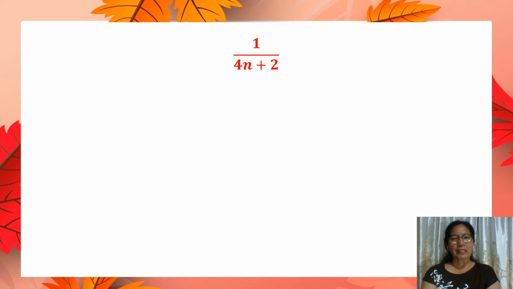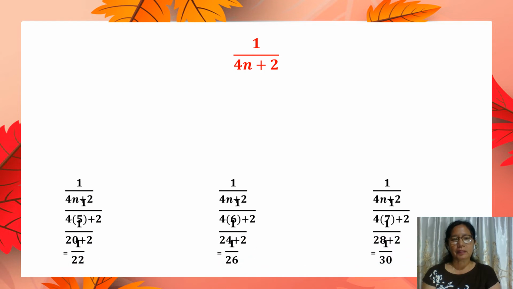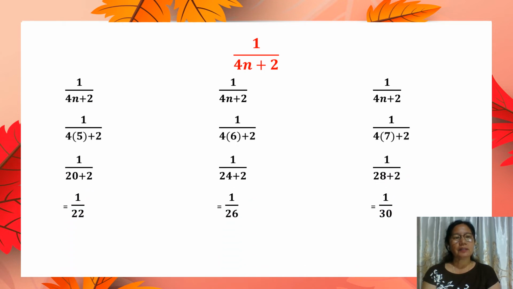So by following our nth term rule, which is 1 over 4n plus 2, we can compute for the next three terms. If n is equal to 5, 4 times 5, that is 20. 20 plus 2, that is 22. So that is equal to 1 over 22. If n is equal to 6, 4 times 6, that is 24. And 24 plus 2, that is 26. The final answer is 1 over 26.